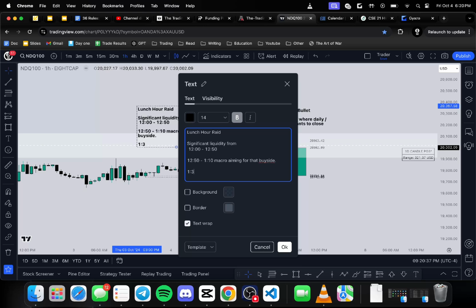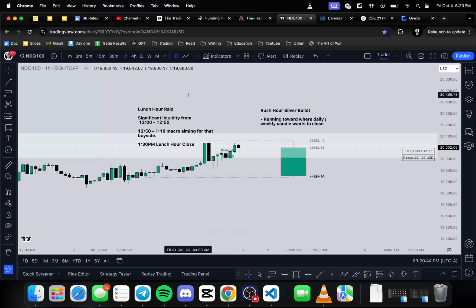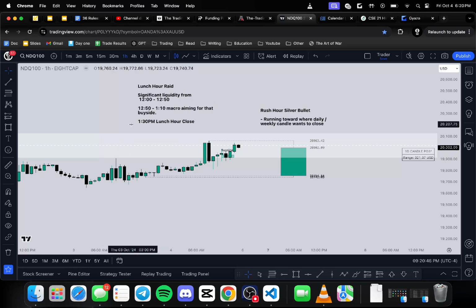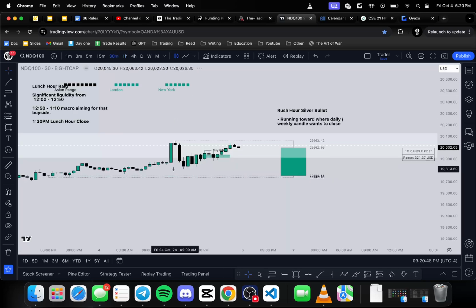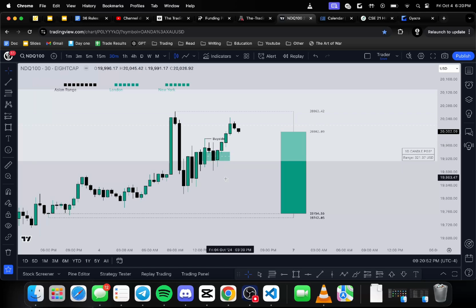And lastly, the 1:30 p.m. lunch hour close, which also gives you an opportunity to trade from that hour if it does happen to close in a good 30-minute spot. Keep your eye on the 30-minute time frame at that level. See if there's an order block, something that price can reference.